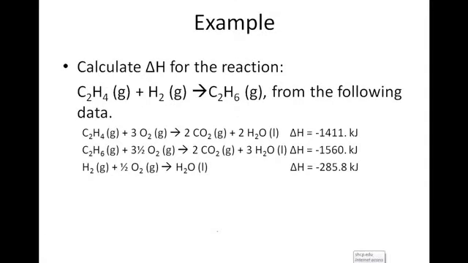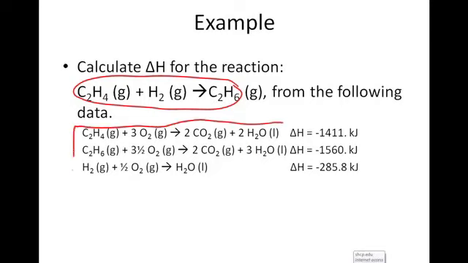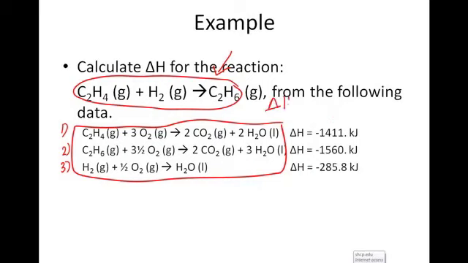Here's an example problem. It says calculate the delta H for the reaction. Here's my target reaction right here. And this target reaction is made up by these three sub-reactions. In other words, in order to get to this reaction, it takes 3 steps. Here's step 1, here's step 2, and here's step 3. Now, the sum of all these reactions will give us the delta H for the target reaction.